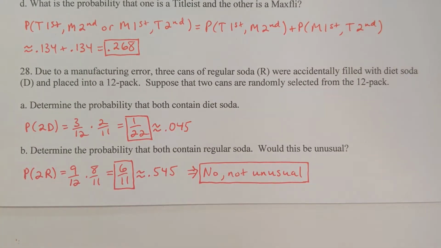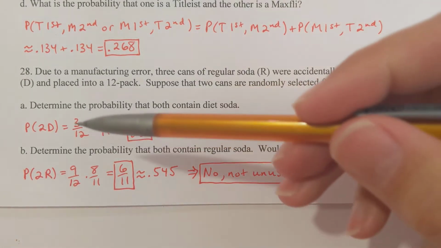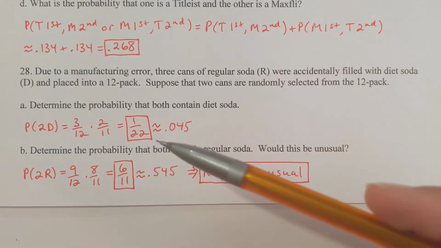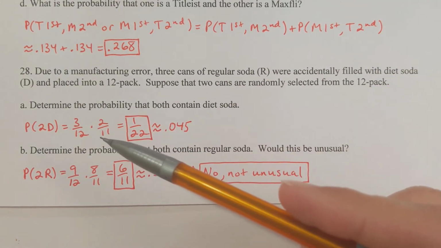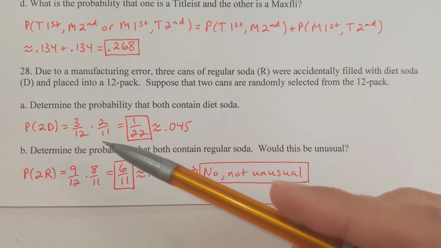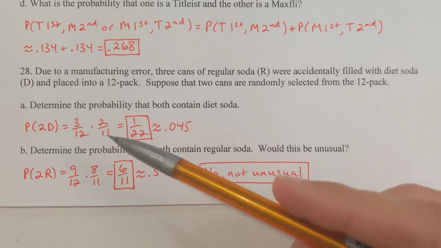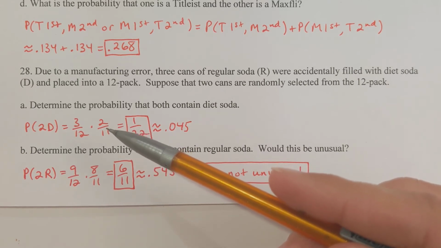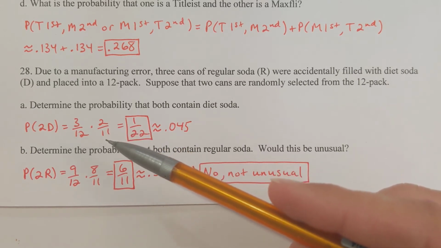Problem 28 says, due to a manufacturing error, 3 cans of regular soda were accidentally filled with diet soda and placed into a 12-pack. Suppose that 2 cans are randomly selected from the 12-pack. Part A, determine the probability that both contain diet soda. Okay, so the probability of getting 2 diets. 3 out of 12 would be the probability that 1 can is diet. Okay, now if I've already selected a diet from the 12-pack, there's 11 cans left in the 12-pack. 2 of them left are diet soda. Okay, so I multiply by 2 over 11.